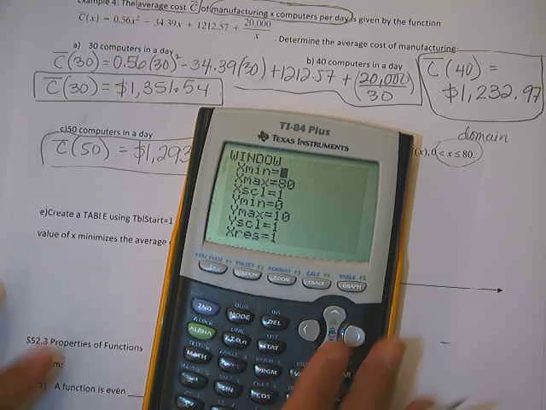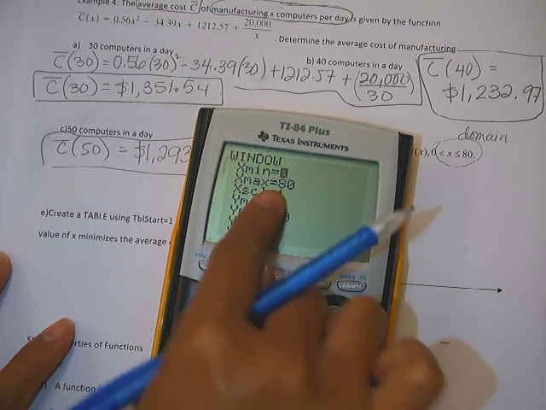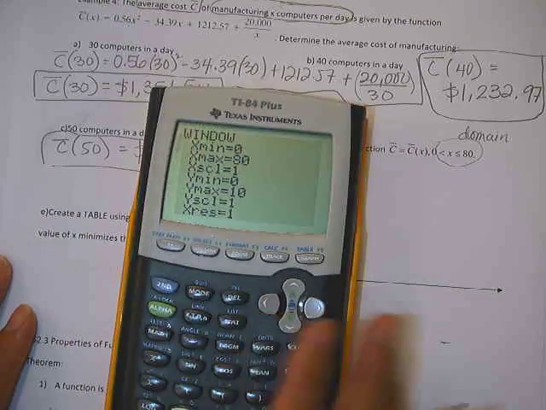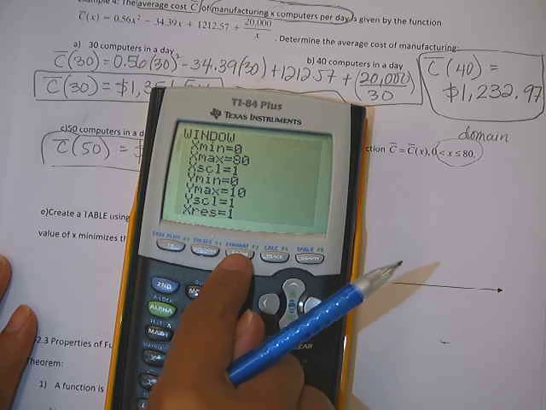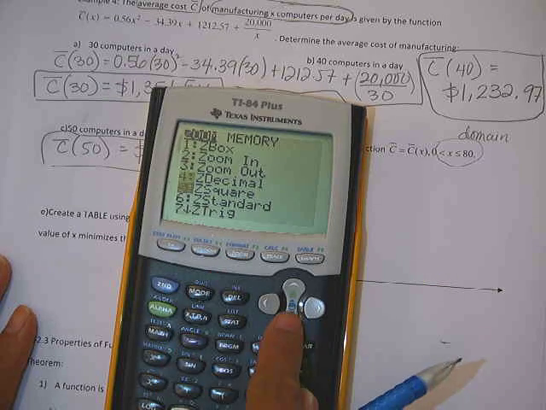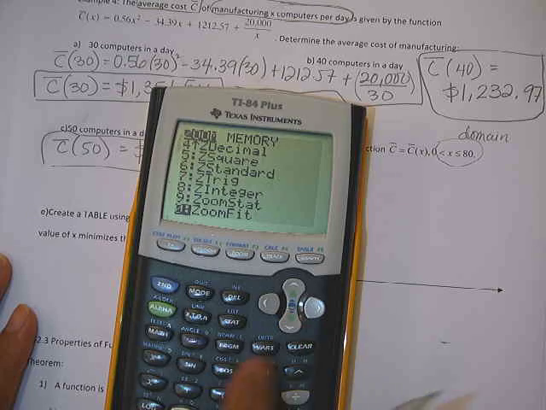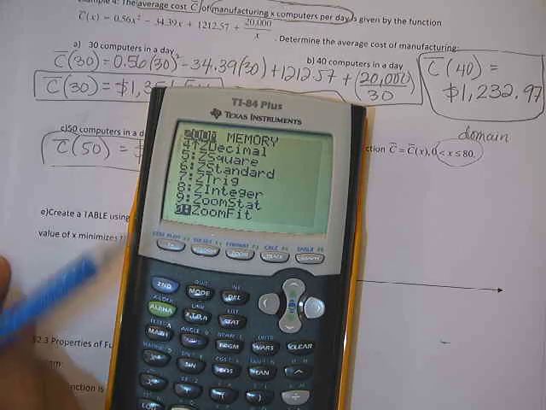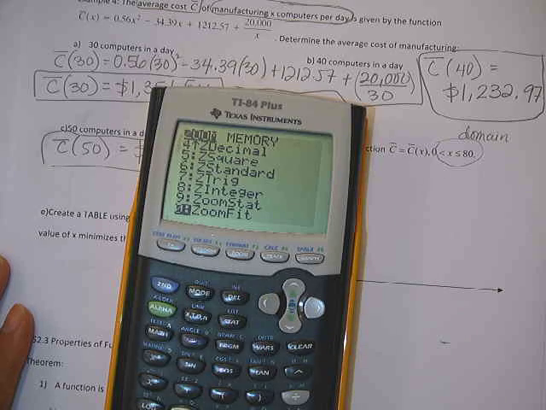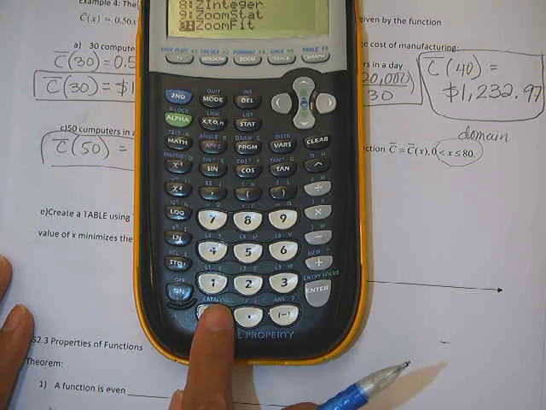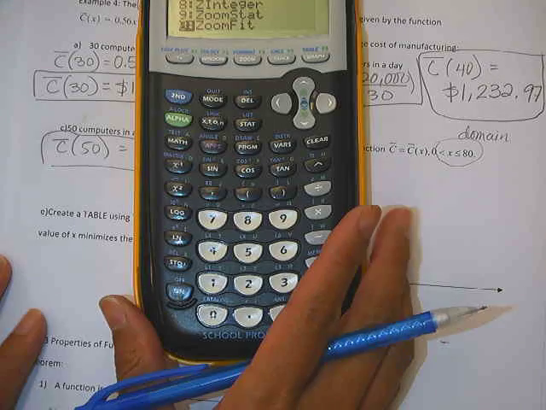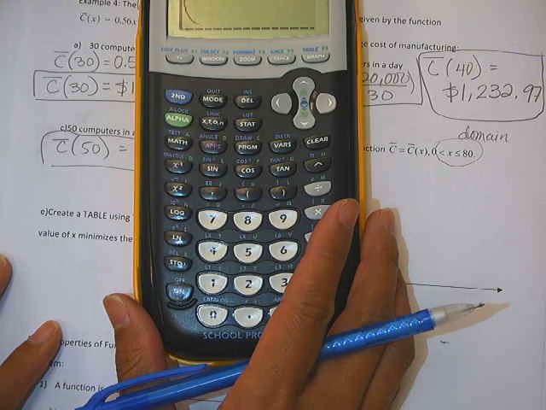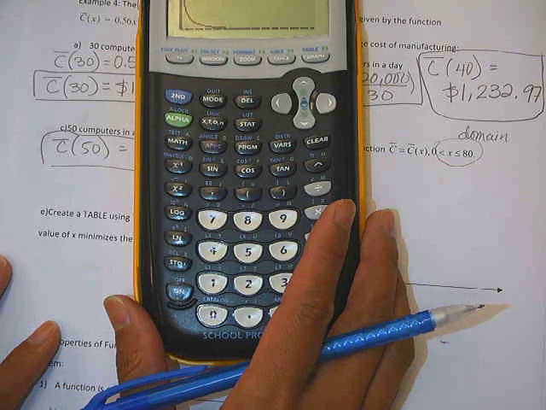My window, I've already put in my domain. So now to get a nice graph, hit zoom and go all the way down. Boop, boop, boop, boop. Okay, I want you to see zoom fit. That means it's going to fit the data for us. Okay, and hit enter or just hit 0. You can hit 0 to do zoom fit or just hit enter. All right, look at an awesome graph.